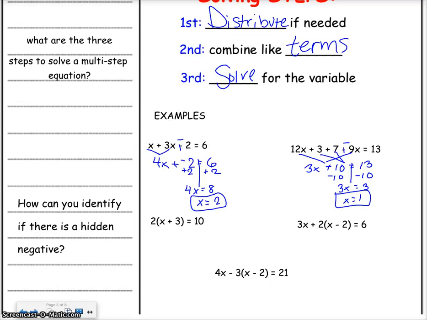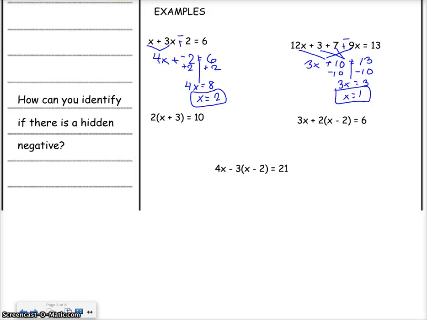Okay, a distributing one. First I distribute. These are nice. I kind of like these ones. They're as easy as you get for multi-step problems. Distribute. 2x plus 6 is 10. And then solve. Minus 6. 2x is 4. x is 2. That was not bad. I could do those all night. Okay, almost done.